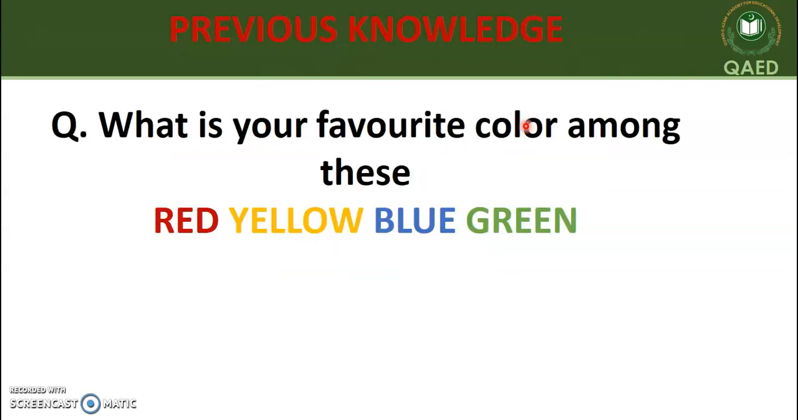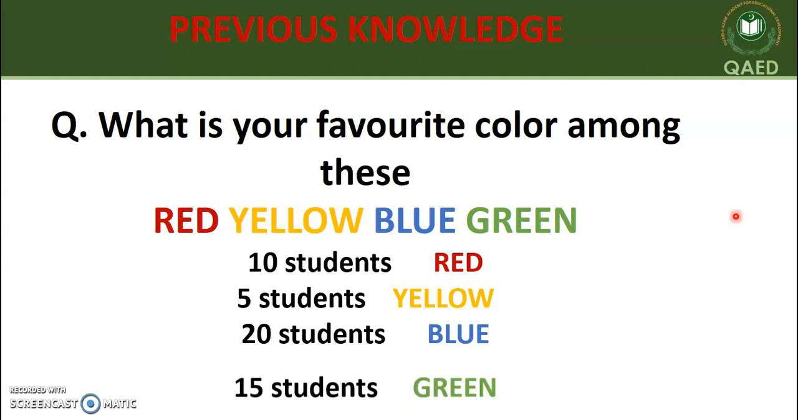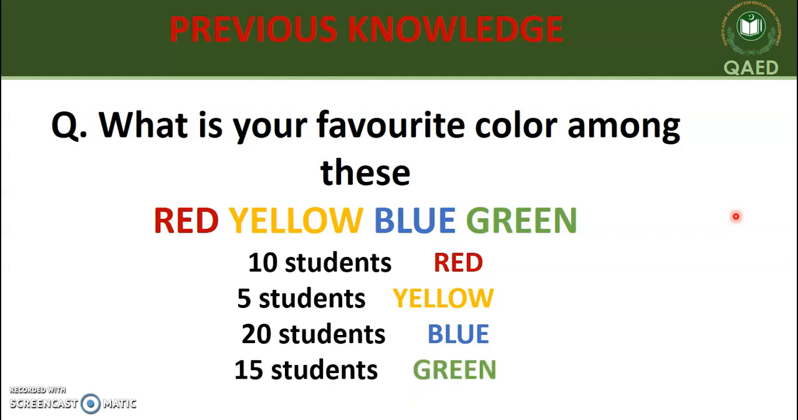Let's have another activity in the class. What is your favorite color among these? Red, yellow, blue, and green. Okay. So, 10 students have raised their hands that they like the red color. 5 students are raising their hands that they like yellow color. Wow, 20 students have blue as their favorite color. 15 students have green as their favorite color.